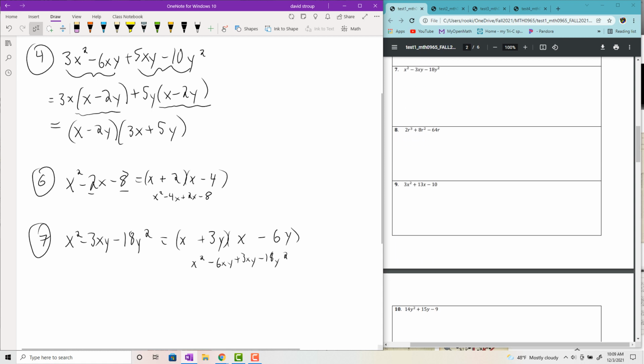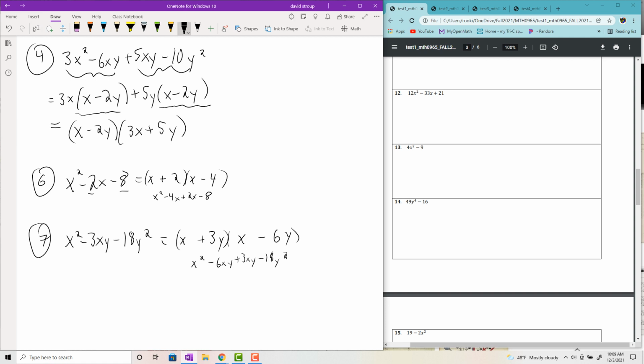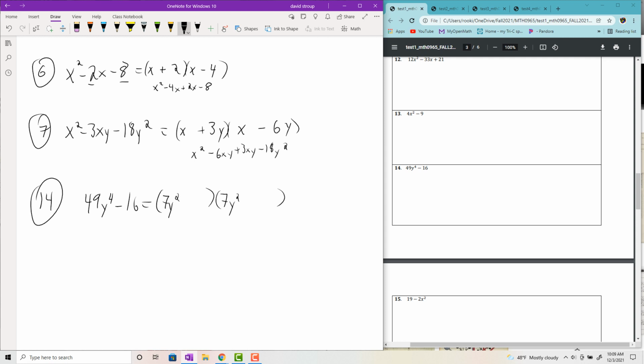Okay. There were special forms in here, so difference of squares, like problem 13. Problem 14. So problem 14, I guess we'll try. I have 49y to the 4th minus 16. So try to factor that. There's no common factor, so usually you want to look and see if you can factor anything out first before you start. Factor out the GCF first, right? But anyways, this will be 7y squared, 7y squared, and then plus 4 minus 4. And then you can't go any farther.